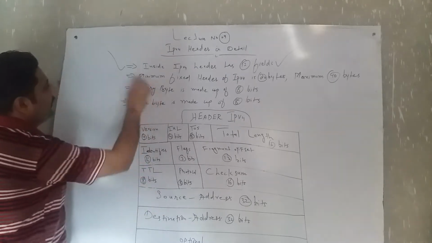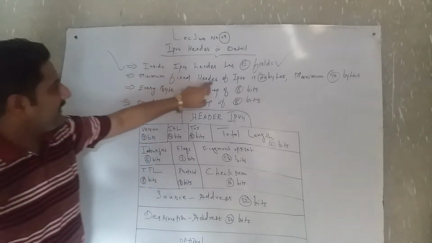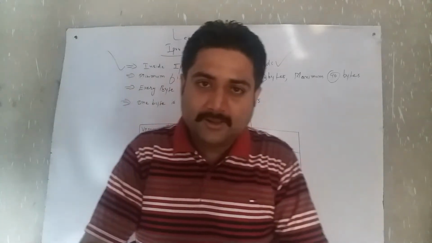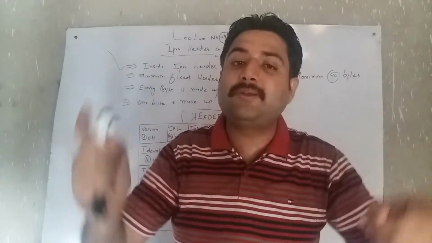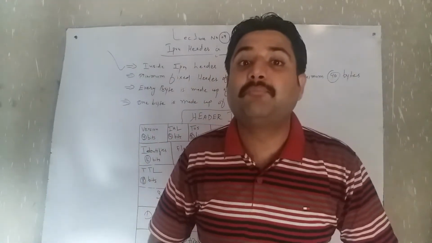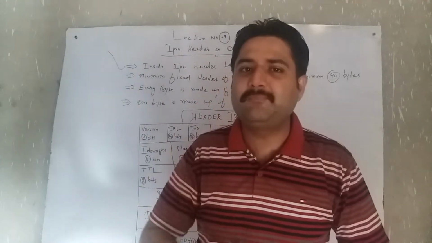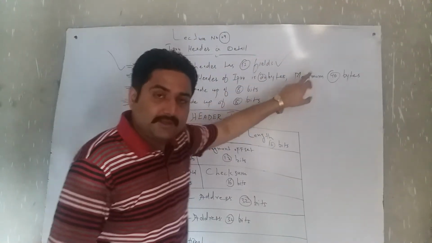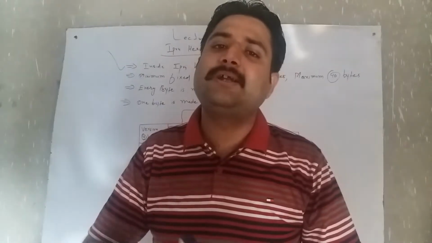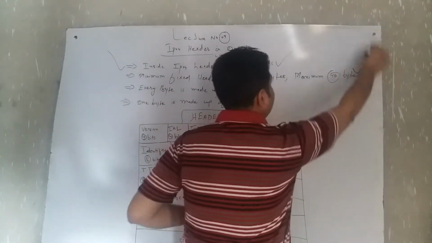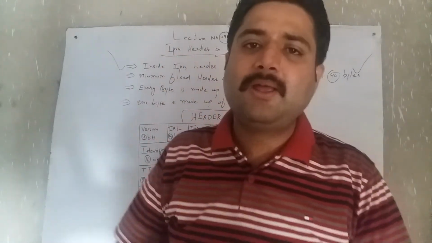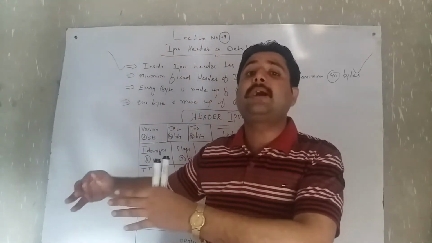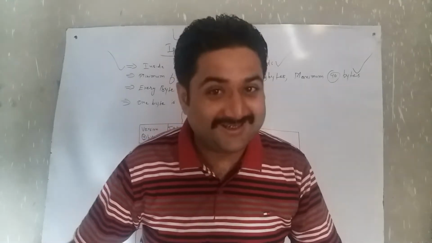Next, the minimum fixed header of IPv4 is 20 bytes. You have to keep this in your mind. And the maximum header of IPv4 is 40 bytes. You have to note: minimum header of IPv4 is 20 bytes and maximum header of IPv4 is 40 bytes.